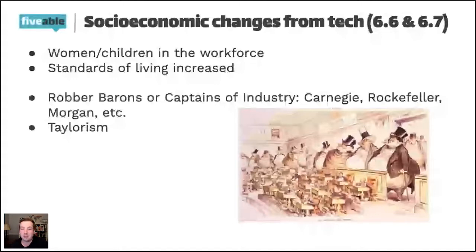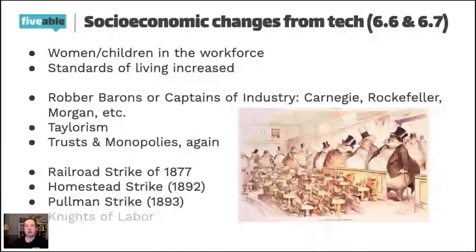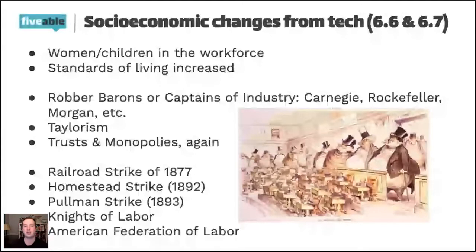You're going to see trusts and monopolies again. That's a big deal. And then the railroad strike, Homestead strike, Pullman strike, Knights of Labor, American Federation of Labor. You need to know about unions. Oh my goodness, please know about unions. And you need to know about unions fighting back. Pick a couple of your favorite strikes, whichever ones you want. But you need to know that one of the effects of industrial capitalism is that the workers try to fight back, and a lot of that involves unionization.